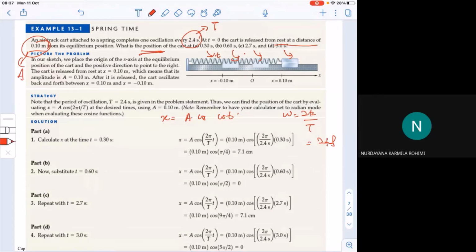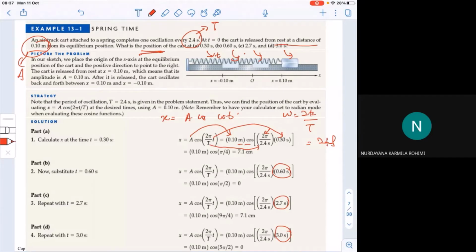So in this case, you need to calculate based on the equation. A cos omega t. Look at how they did the questions. They establish the equation first, write it down, and then substitute the value A equals 0.1, looking at the unit, meters. Cos is still cos, 2 pi is still 2 pi, period will be 2.4 seconds, and time will be 0.3 seconds at question A, 0.6 seconds at question B, 2.7 seconds at question C, and 3.0 seconds at question D.